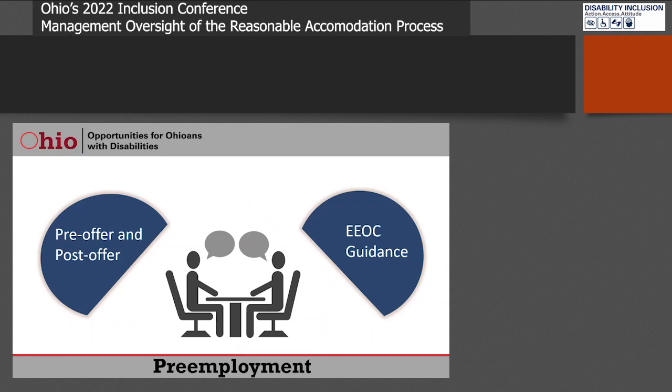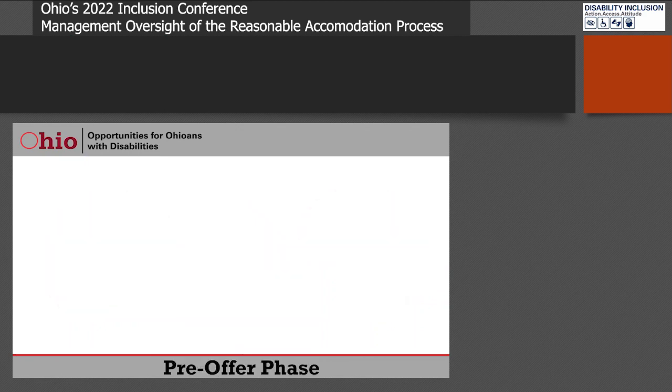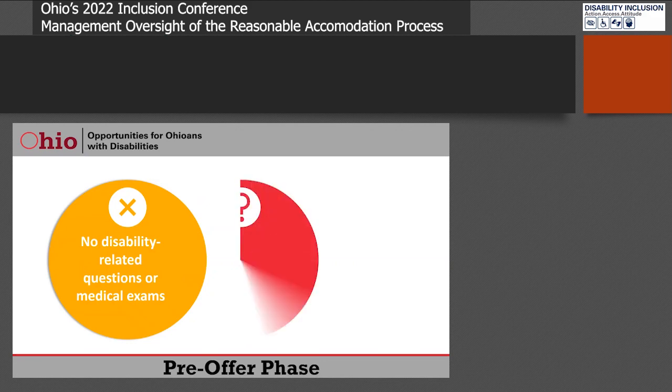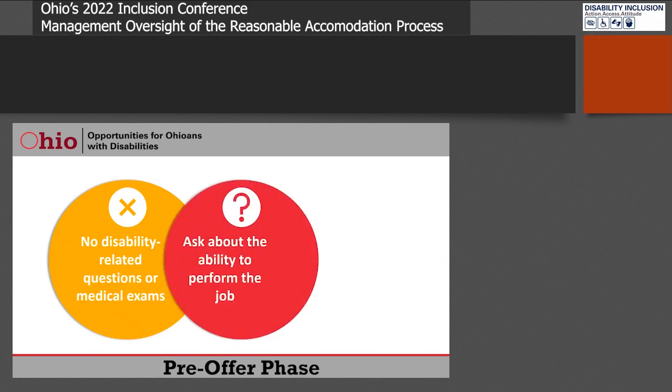Okay, Julie, let's start with the pre-offer phase. In this phase, disability-related questions and medical exams are not permitted. This is to make sure all candidates are evaluated on their ability to do the job without consideration of disability. So in this phase, a best practice is to focus on the candidate's ability to do the job by asking about the candidate's ability to perform the essential functions. One way to support this is to have questions pre-written for the supervisor to ask. I have some examples of what you can ask in the pre-offer phase.